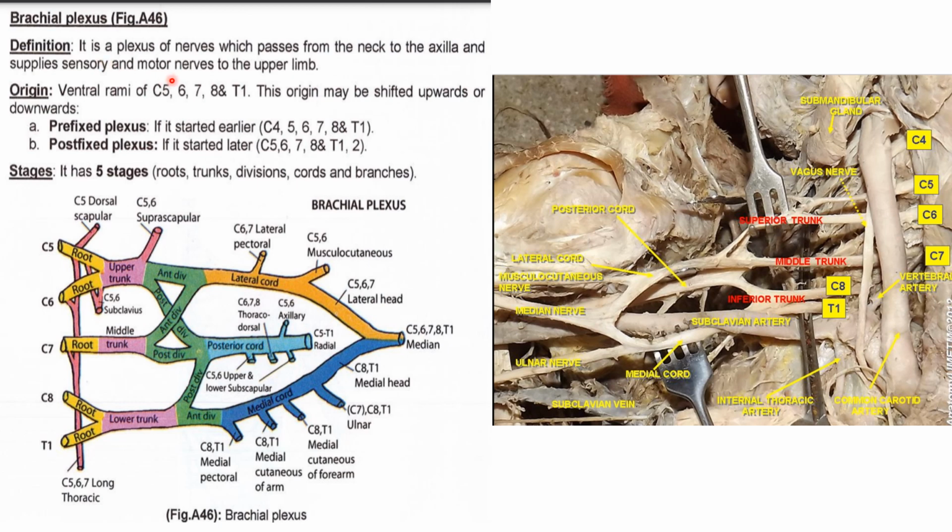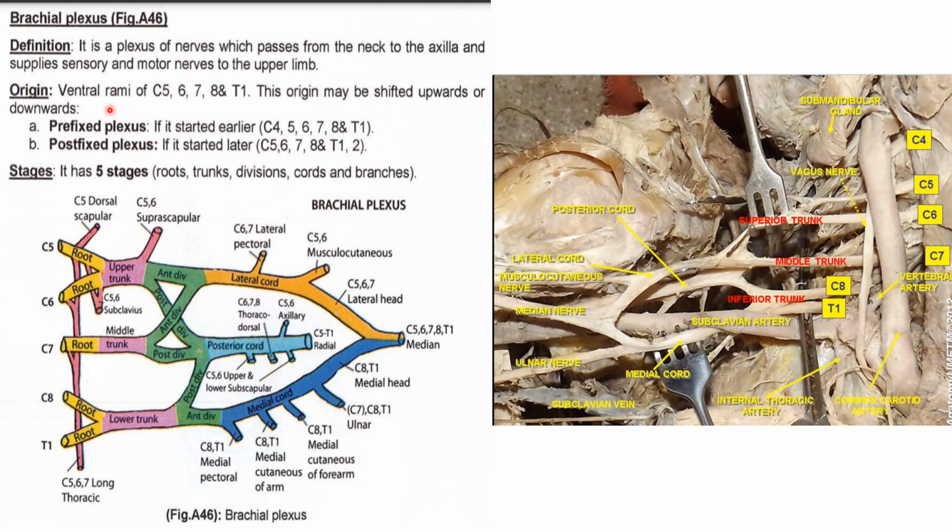It is a plexus of nerves. Okay. It's a group of nerves which passes from the neck to the axilla. In this picture also you can see, I guess, this is the neck. Okay, from the neck to the axilla. We have this axilla here, okay? And it supplies sensory and motor nerves to the upper limb. It could be sensory or motor, any.